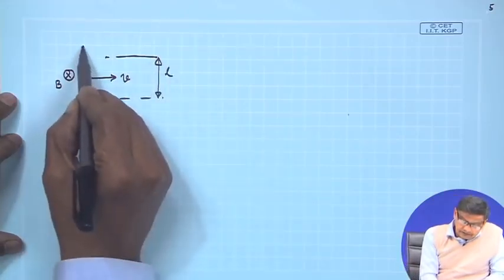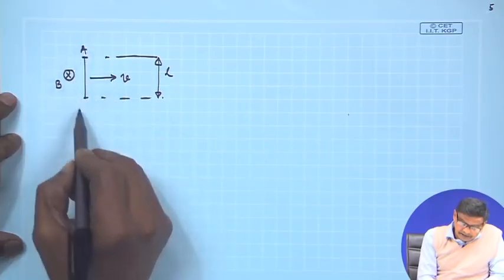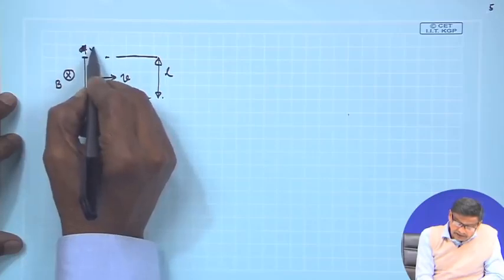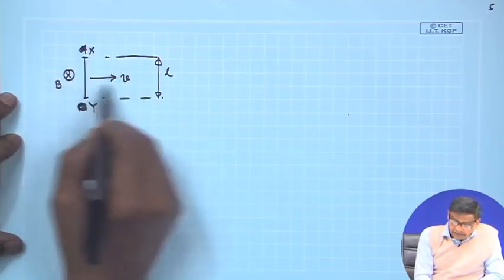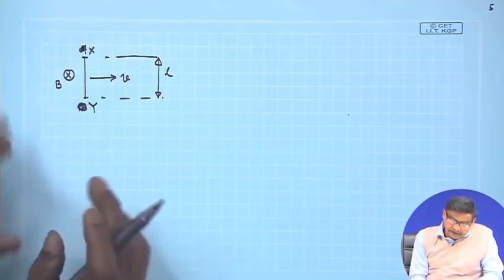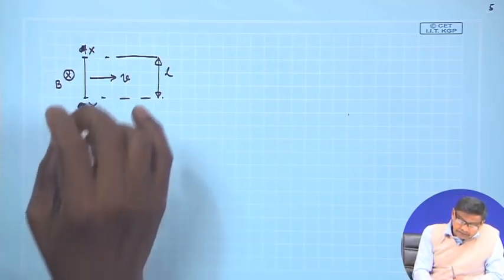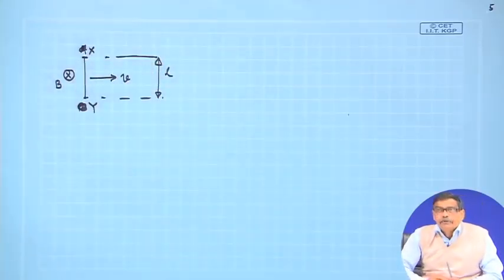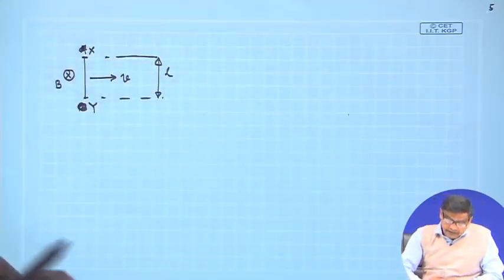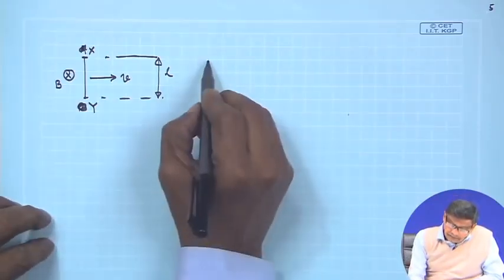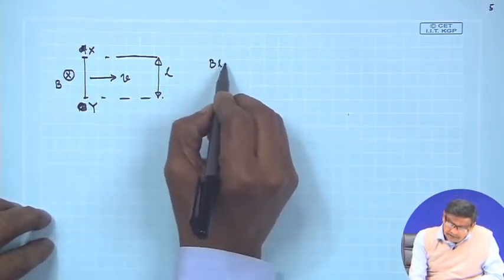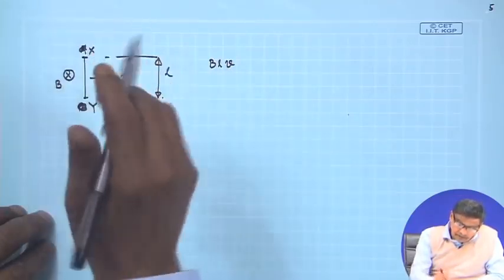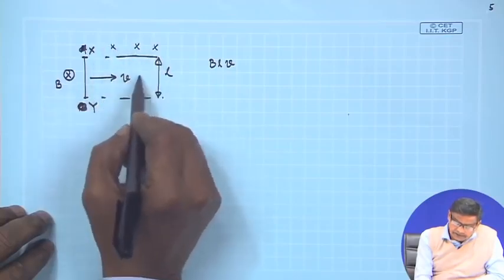So, this is the conductor x y, and it is moving along this direction. Then what happens? Between the two ends x and y, an EMF will be generated. The value of this EMF will be BLV, where B is the flux density, all along the paper, you imagine.